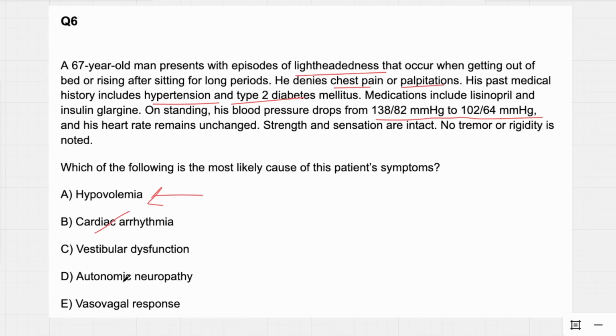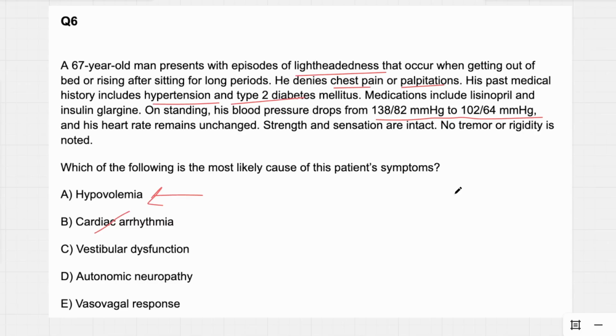D, autonomic neuropathy. Okay, so the autonomic system isn't working. Is that even possible in this patient? Well, they told us he has type 2 diabetes. Diabetes causes neuropathy, so maybe that's possible. How would that affect his blood pressure? Well, when you stand up, what's supposed to happen to your blood pressure? I'll tell you, it's certainly not supposed to drop 36 points. Your blood pressure is supposed to stay at least the same, if not rise, when you stand up, because now you have decreased preload. So when you stand up, normally your blood pressure might drop a little bit, but it's certainly not supposed to drop 36 points, which is what happens here.